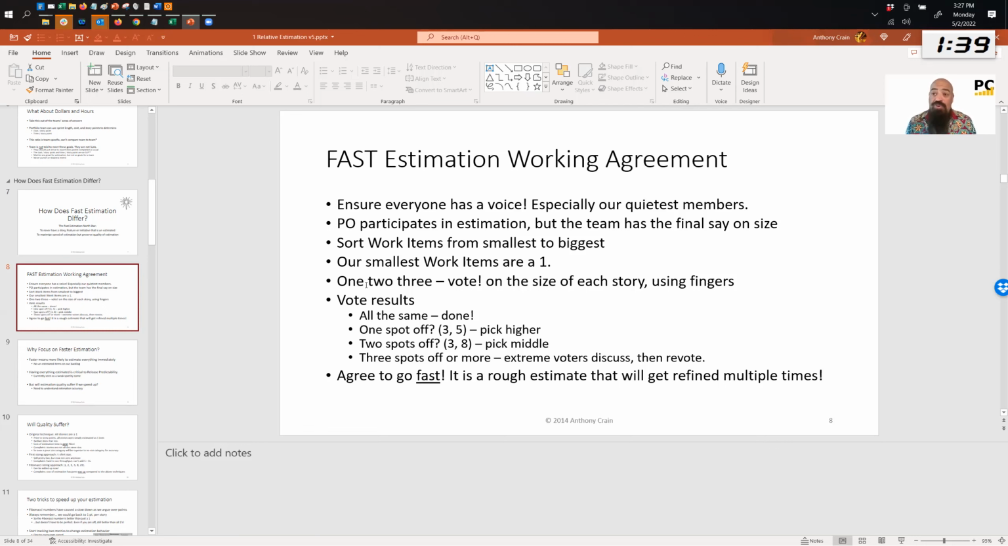And then here's where it gets pretty fast. If everyone's the same, you're done. That rarely happens, but if it does, you're done.